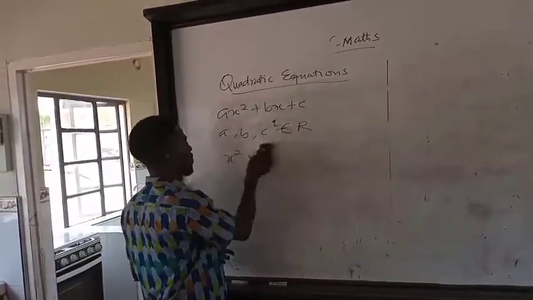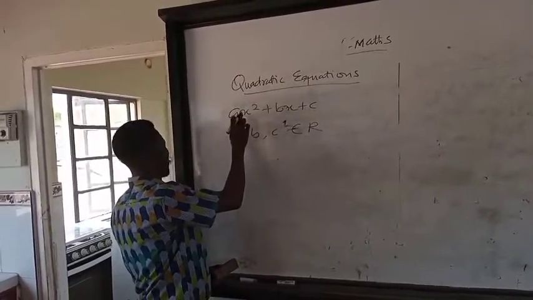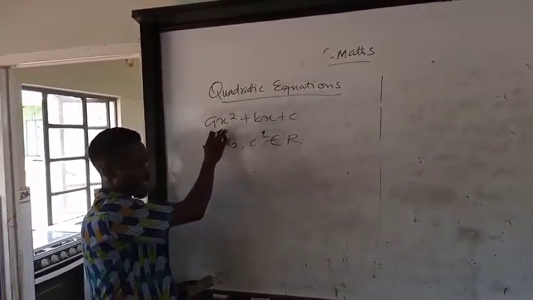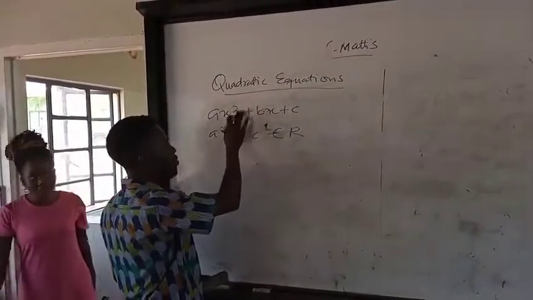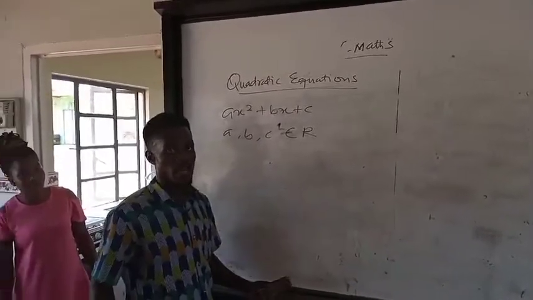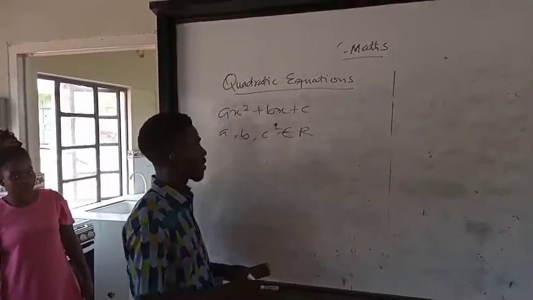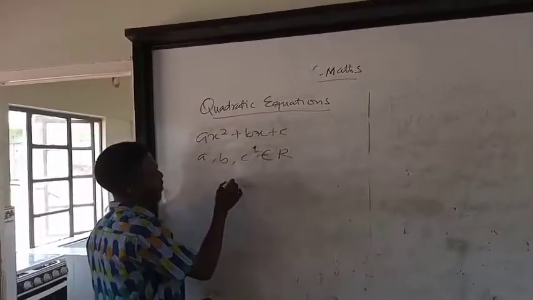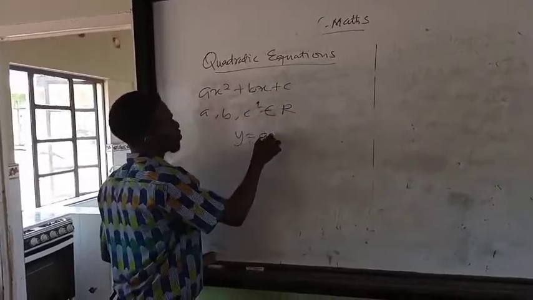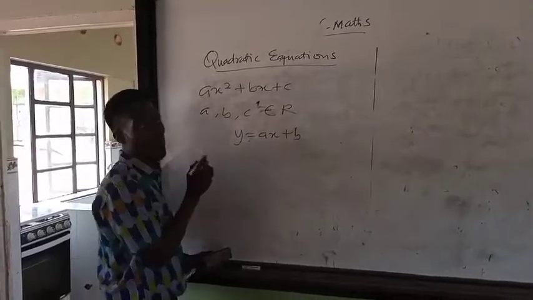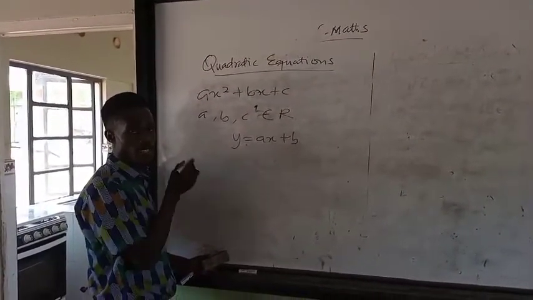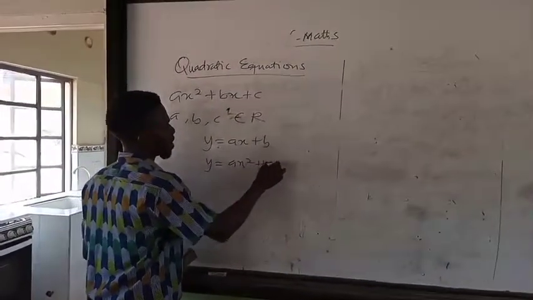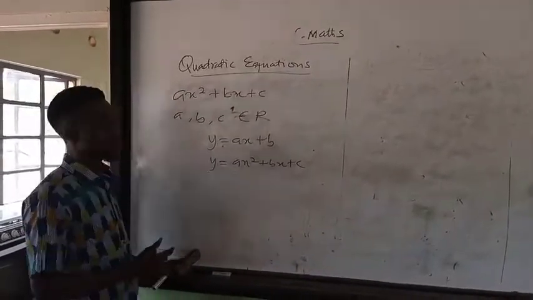But if the first term of the x is not having the exponent of 2, then it ceases to be a quadratic equation. It becomes a function, a linear function. Now what we are trying to say is that if you have y is equal to ax plus b, this one is a linear function. But when you have y is equal to ax squared plus bx plus c, this one becomes a quadratic equation.